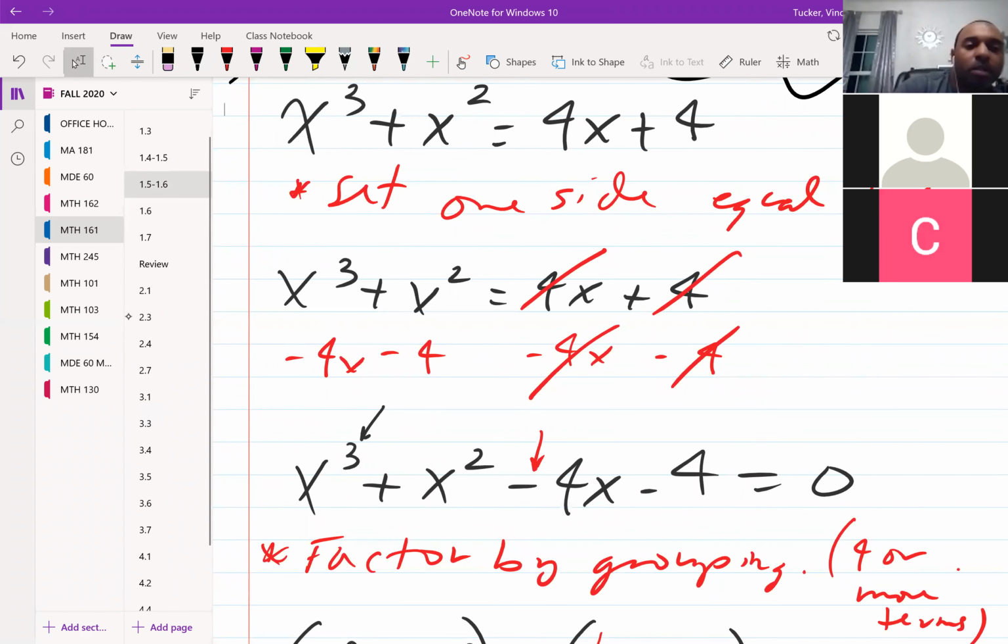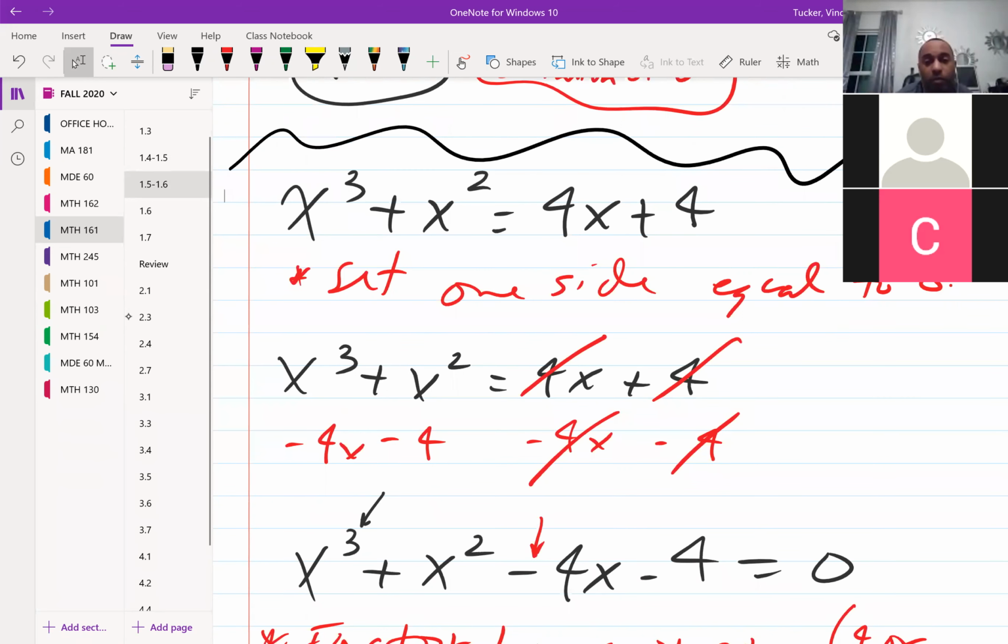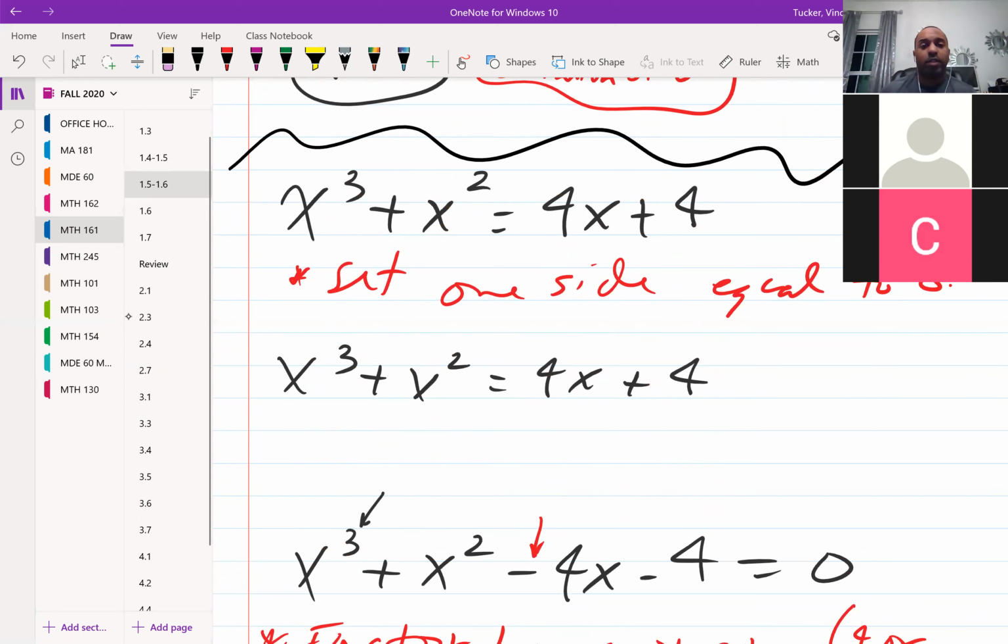Okay. So this is our last one for today. So we have x cubed plus x squared equal to 4x plus 4. So just like before, we're gonna set one side equal to 0. Whenever we have a scenario like x to the third power being our highest power, the 3 being the highest power, we have a cubic equation here.